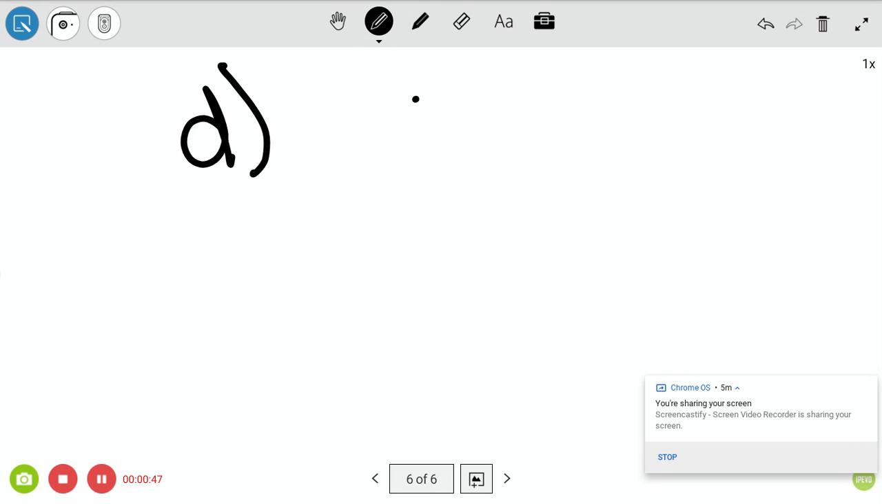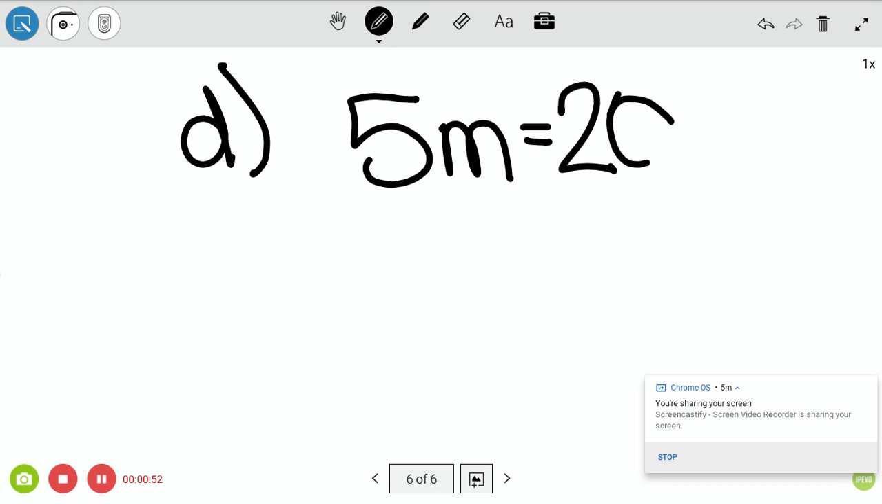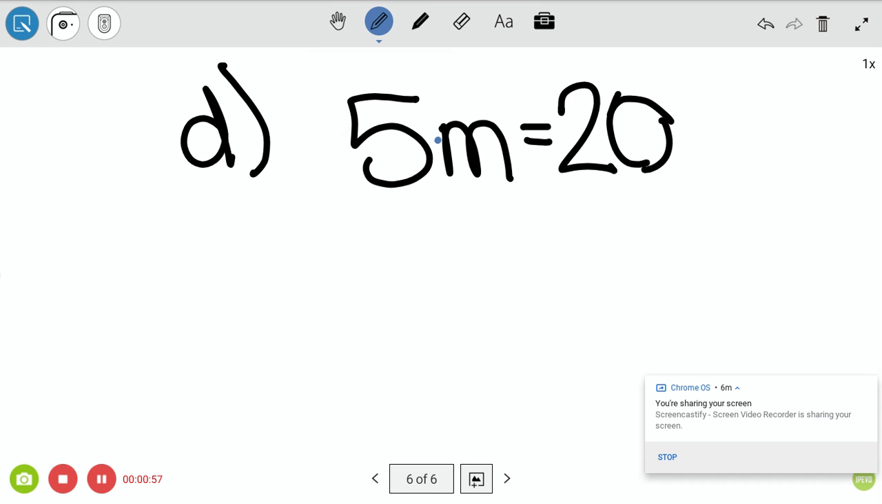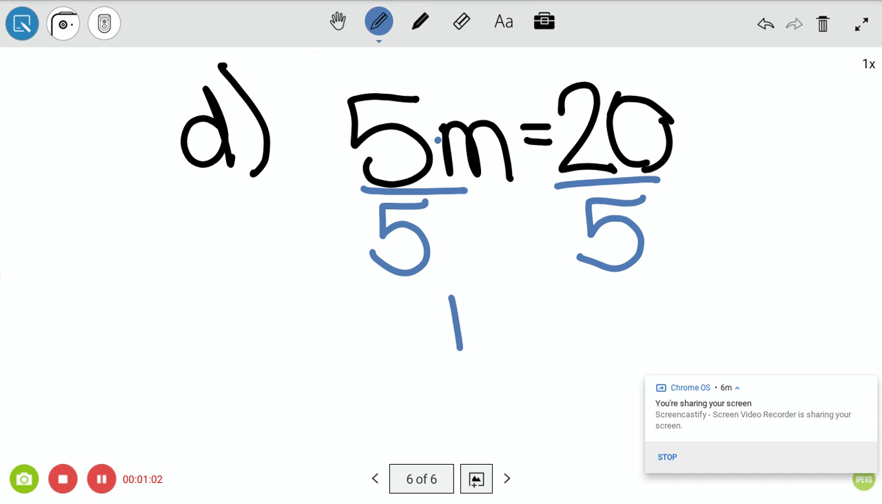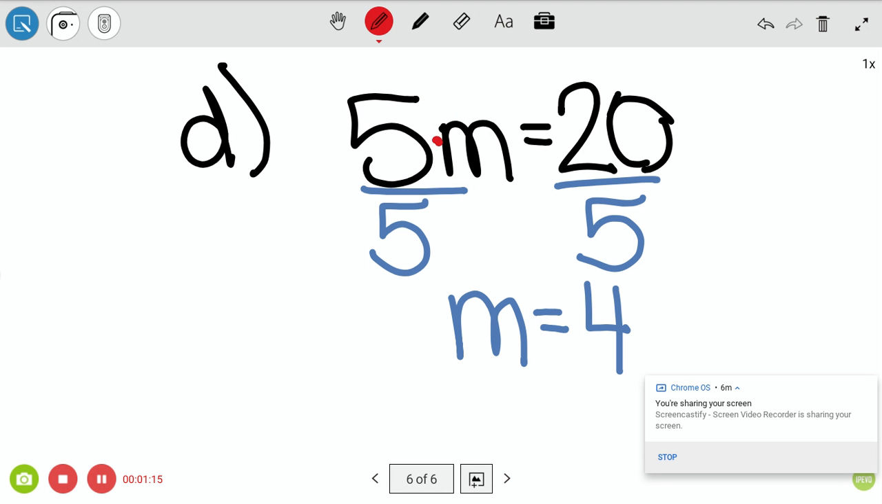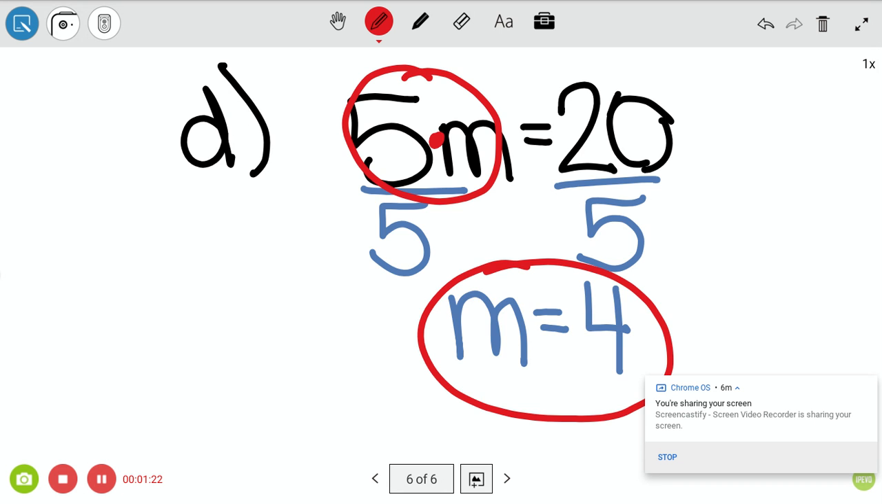All right, now, if you have something like this, 5 times m equals 20. When you see a variable and a number together, that really means multiply. So in order to do that, you do have to divide both sides by 5, and you would get m equals 4. So if a number is attached to a variable, you divide. So on this one, since there is no plus sign, those are together. So then we divide to get our solution of 4.